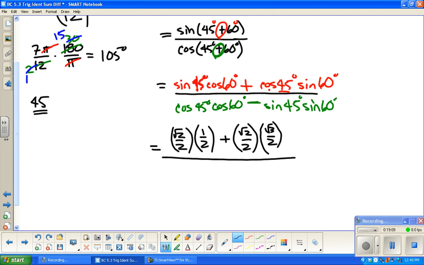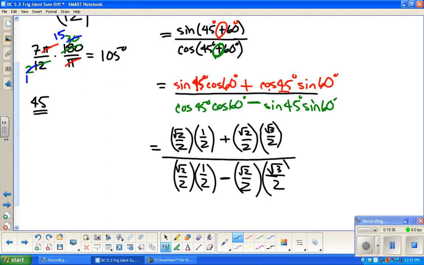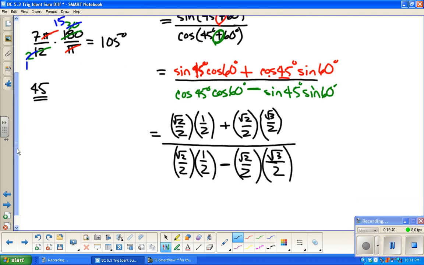Over, yeah, you'll love this. Cosine of 45, square root of 2 over 2. Don't do it. Cosine of 60, well, cosine of 60 is also 1/2. We saw that a minute ago, right? Minus square root of 2 over 2 for the sine of 45, and sine of 60 is square root of 3 over 2. And the answer is no. You can't divide this stuff out.